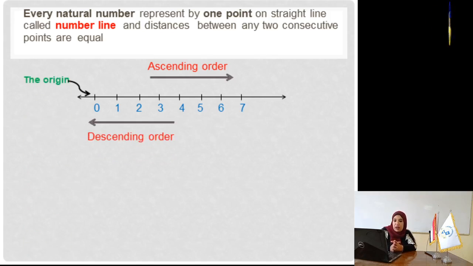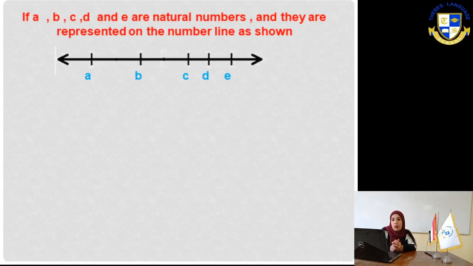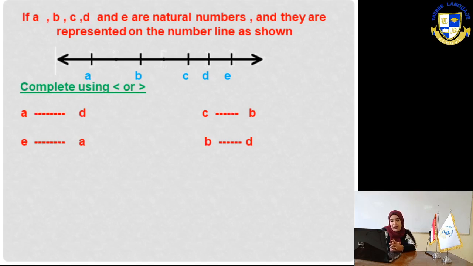represented on the number line, complete using greater than or smaller than. A and D: as we said, when you move to the right, the number increases, so D is greater than A, or A is less than D. C and B: C is to the right of B, so C is greater than B. E and A: E is to the right of A, so E is greater than A. B and D: B is to the left of D, so B is smaller than D.